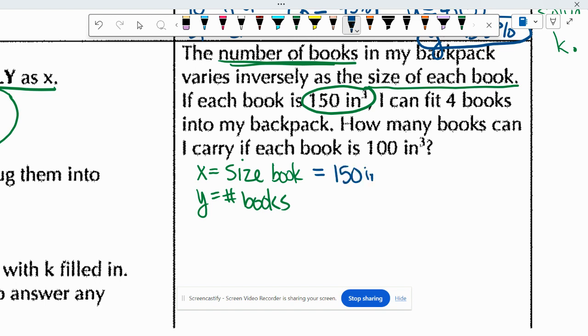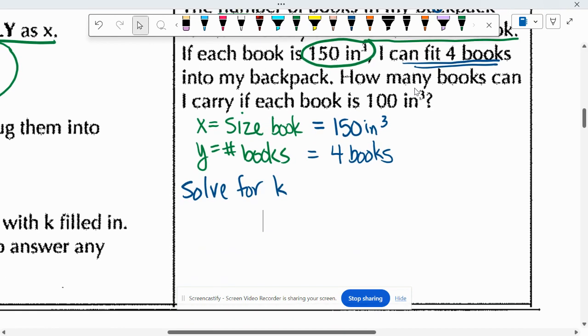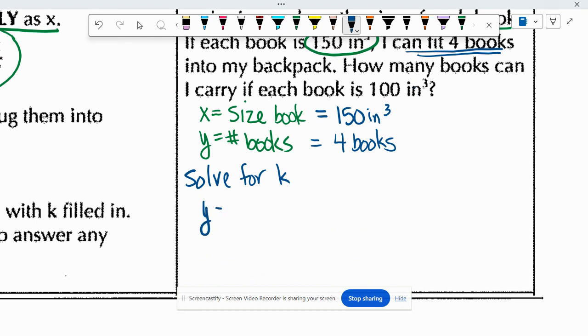150 inches cubed. How many books are they fitting in there? So Y equals number of books, 4. So we have to find K. We have to solve for K. All right. So the inverse variation, Y equals K divided by X. That's the equation we're using. Y equals K divided by X. Well, Y, 4, equals K, we don't know what that is, divided by X, 150.